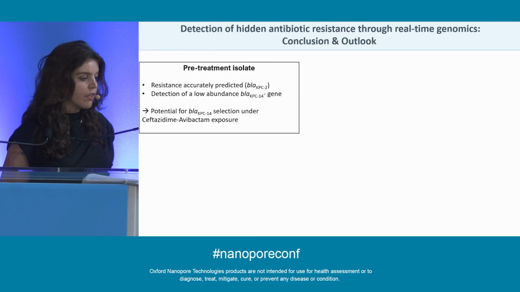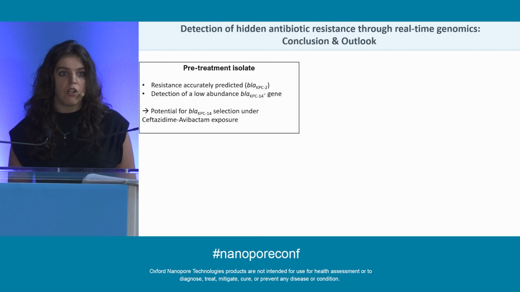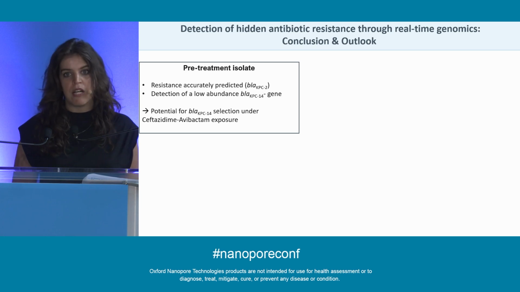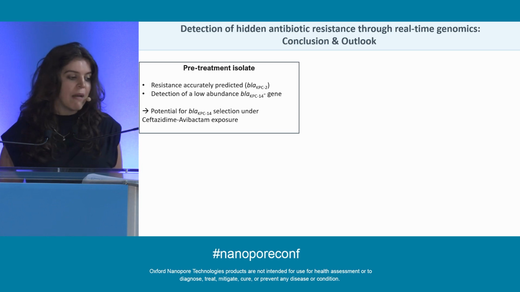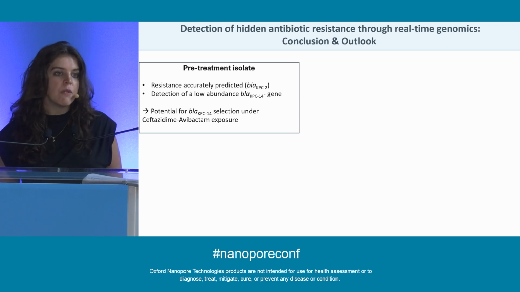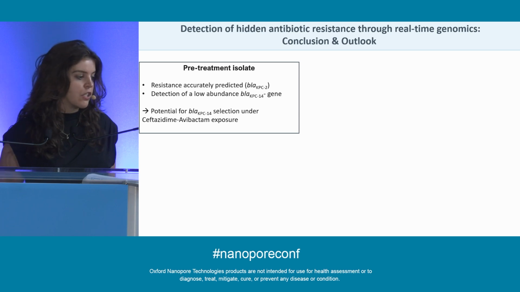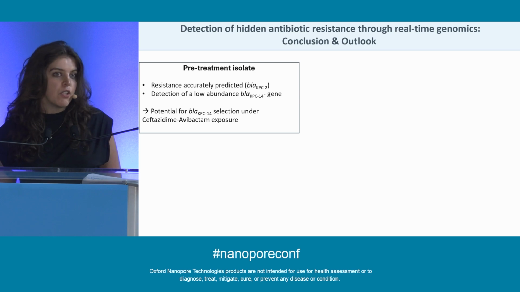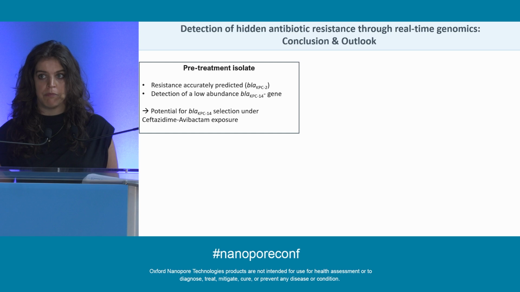So to summarize, the added value of nanopore sequencing in the clinical context now is, for the pre-treatment isolate, we were able to accurately predict and pinpoint the resistance conferring mechanism, but going beyond that, we were able to also identify a low abundance KPC14 gene, which might indicate the potential of KPC14 selection under antibiotic selection pressure.